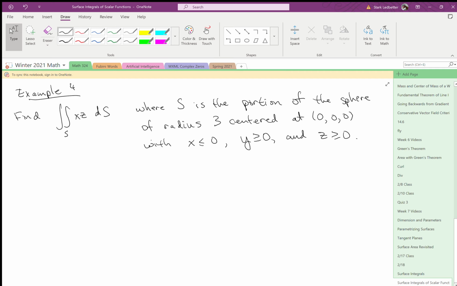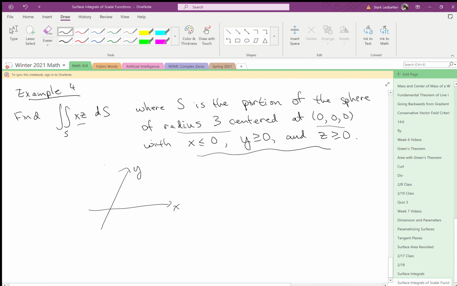Alright, one last example of a surface integral of a scalar function. We want to integrate xz over a piece of the sphere of radius 3 centered at the origin. And let's look at what piece that is. So we have x, y, and z. We have a sphere of radius 3 centered at the origin. And then this is a little bit weird. This is not the piece we normally look at.